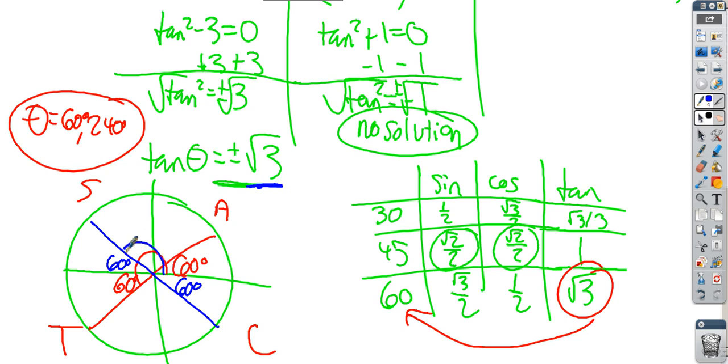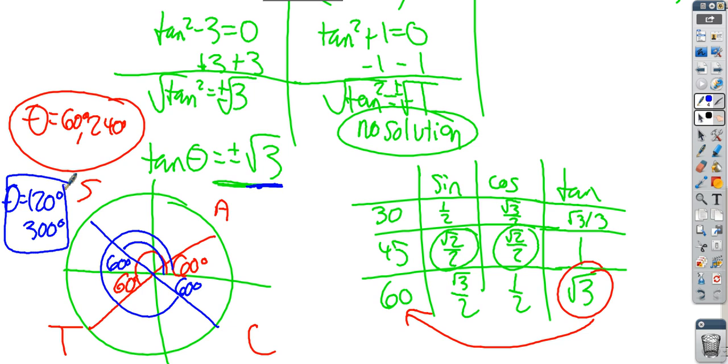So that angle is going to be 180 minus 60, which is 120. And this angle here is going to be 360 except for that last 60. 360 minus 60, which is 300. Those are your 4 solutions.